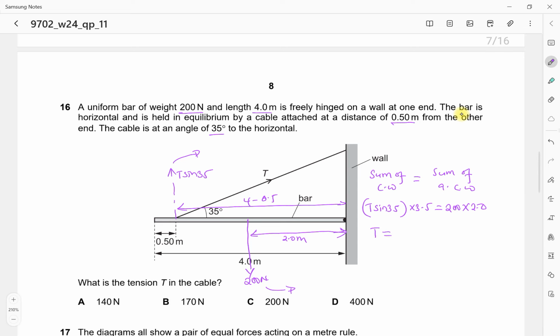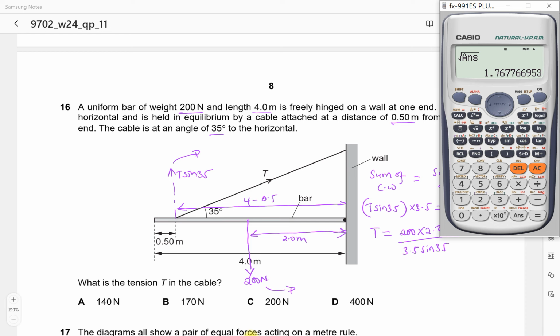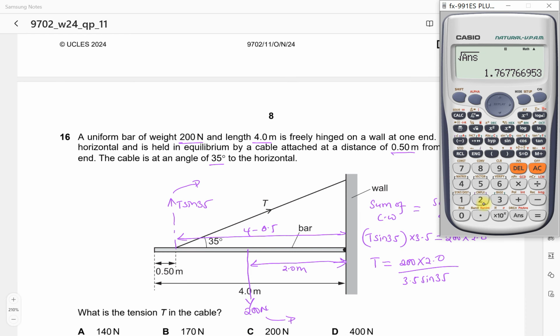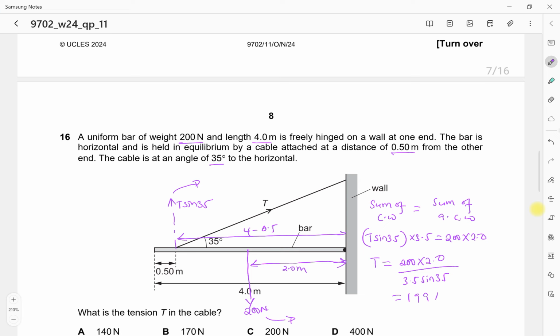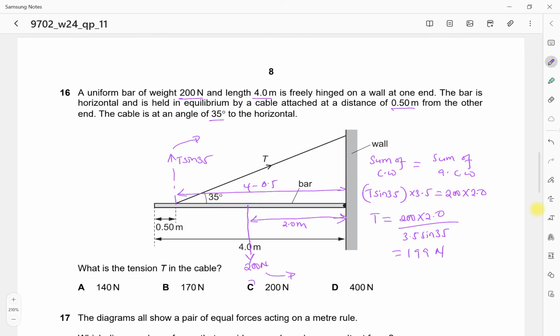So what is T? T is going to be 200 times 2.0 divided by 3.5 sine of 35. So 200 times 2 divided by 3.5 sine of 35 is 199, which is approximately 200. So the answer here is going to be C, because this is approximately 200.